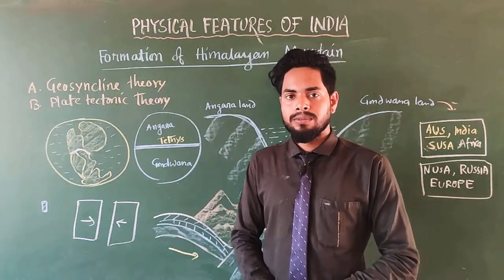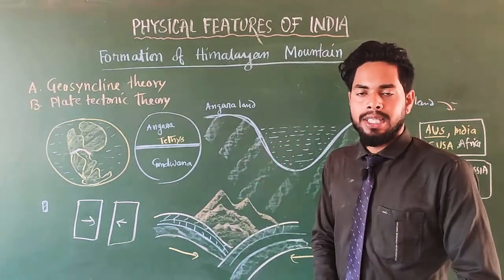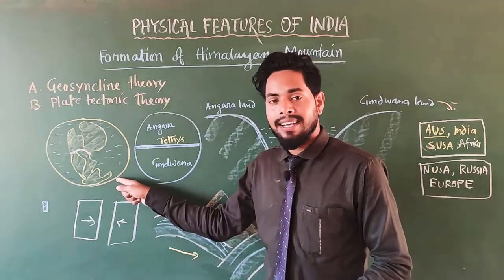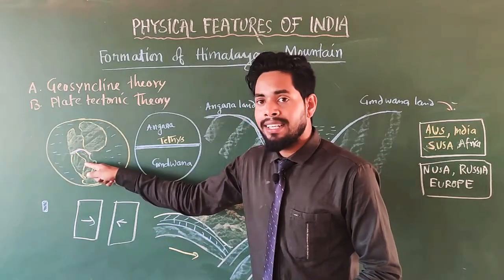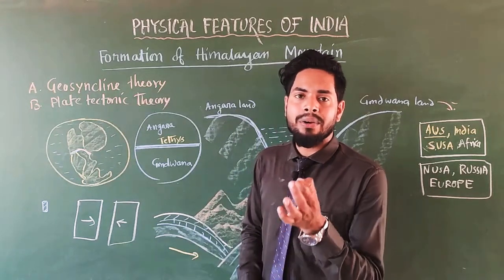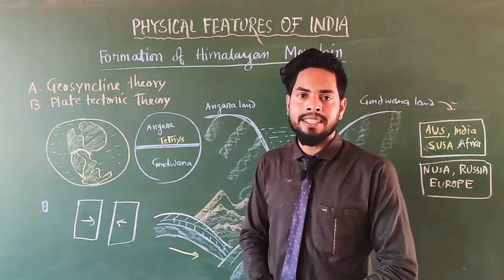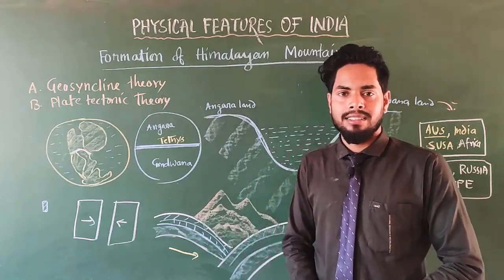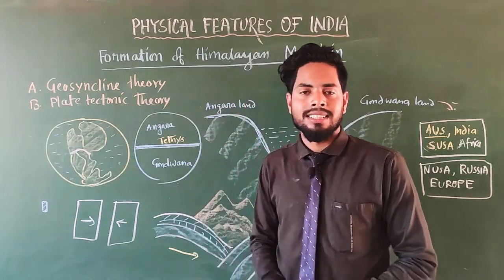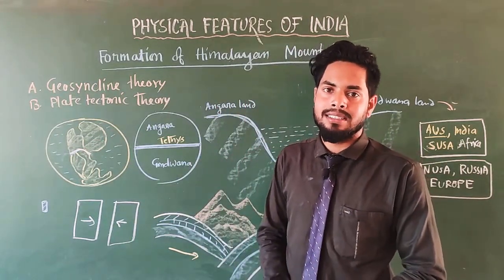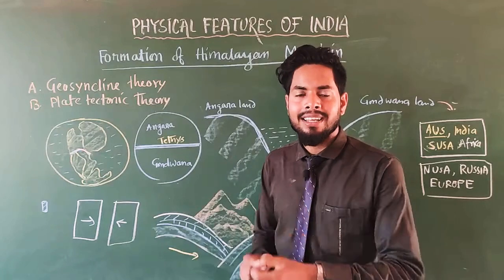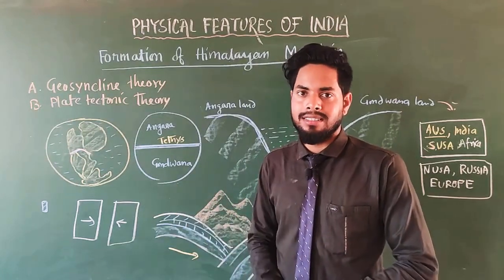First of all, we discuss the Geosyncline Theory. According to this theory, dear students, just see the diagram. This is a continent, that means all countries are together. They make one giant supercontinent known as Pangaea, and around the continent there is a water body known as Panthalassa. One continent, one ocean.